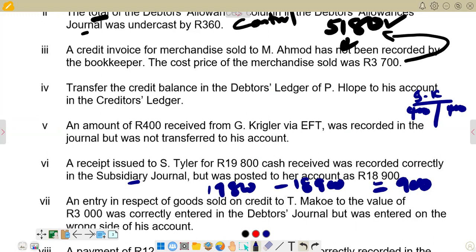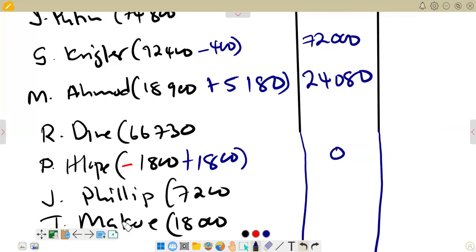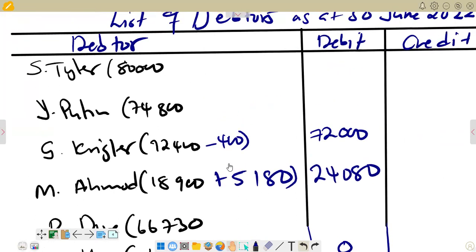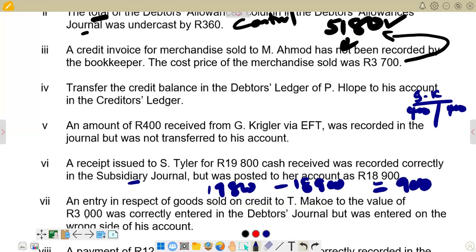So we come here. On the other section, we will search for Tyler. We have got Tyler at the beginning there. So we are saying 80,000 minus 900. Then obviously the answer that you are supposed to get is 79,100. This is what we have. We go to the next item and see what we have now.